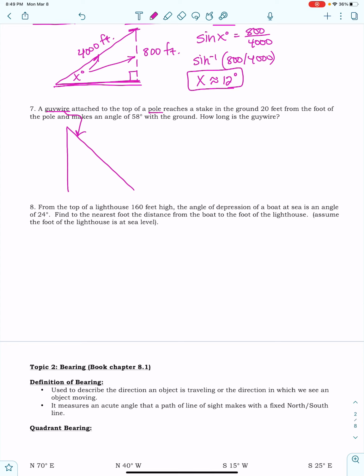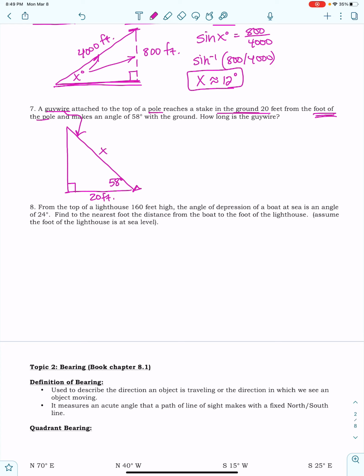It reaches a stake in the ground 20 feet from the foot of the pole. Well, the foot is down here, so 20 feet would be on the ground, in the ground at 20 feet. So there's a little stake right here. So this is 20 feet. So there's my right angle. It makes an angle of 58 degrees with the ground. That is the guy wire that's making the angle of 58 degrees with the ground. How long is the guy wire?